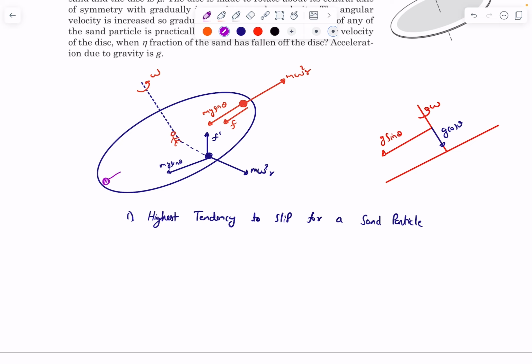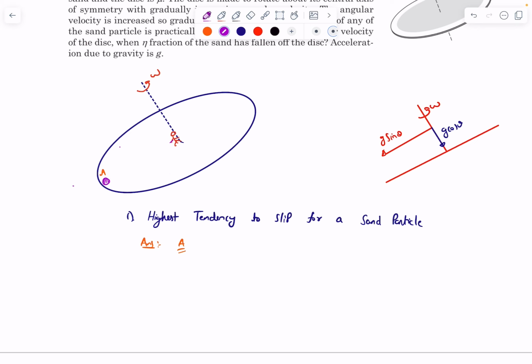At this point, mg sine theta is once again downhill, and the centrifugal force is also in the same direction. Which means friction is in the minus r cap direction. So friction has to fight both mg sine theta and m omega square r in this location. So basically the bottommost point is where the sand particle is just about to slip. Let's call this point A. So the answer is point A, because point A is the point at which we need the highest friction.